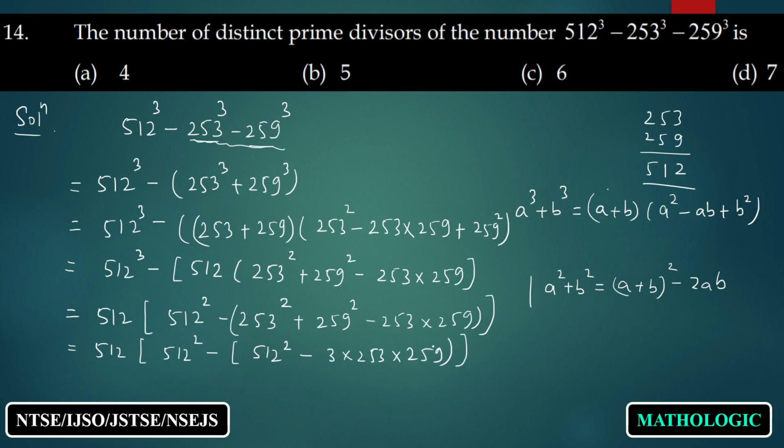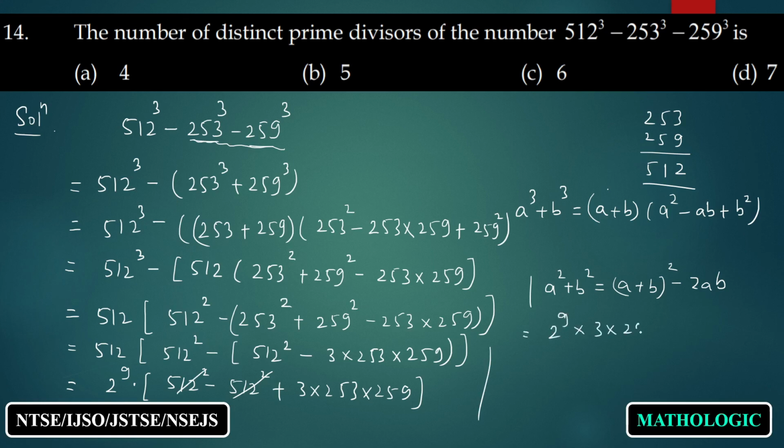I can write 512 as 2 raised to the power 9. 512 is 2 raised to the power 9, and this 512 whole square will be cancelled by this square, right? See, this is minus over here, this is positive. So on taking minus inside, I can write 512 whole square, and this minus minus becomes positive, 3 times 253 times 259. So these got cancelled. Now we are left with only 2 to the power 9 times 3 into 253 times 259.